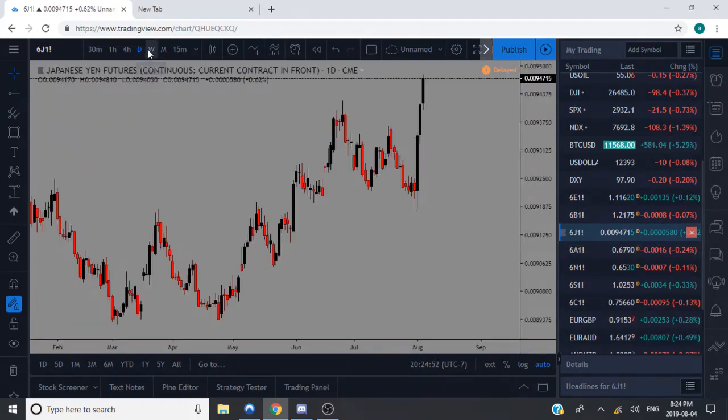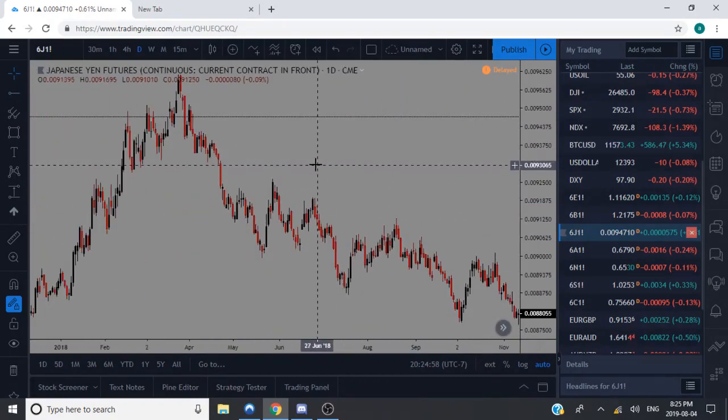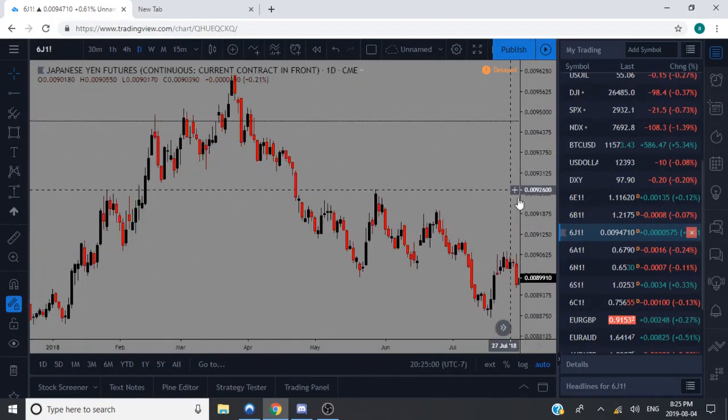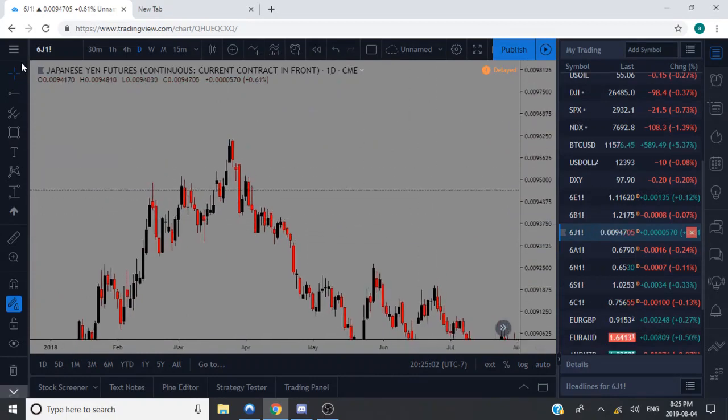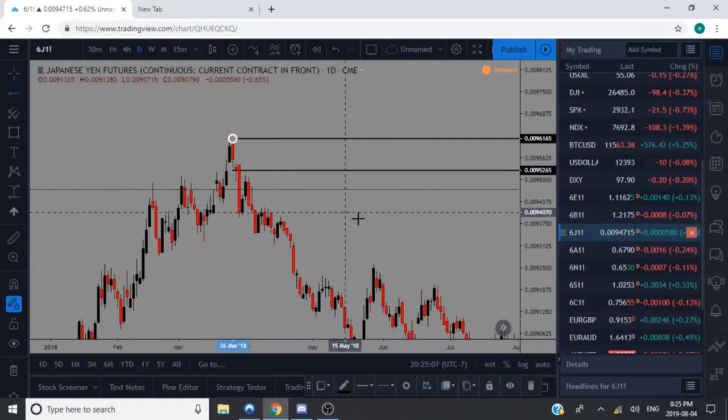Let's keep going. Let's look at the yen. Yen's been on an absolute tear since Donald Trump talked about the tariffs. Keep an eye on this yen this week, man. This could be a money trade. Right there, we're coming up close into this beautiful supply zone.